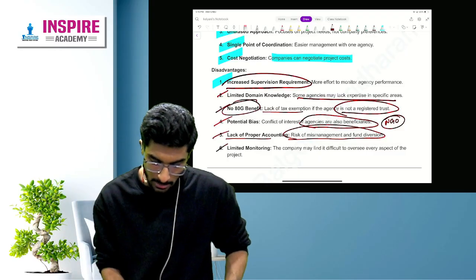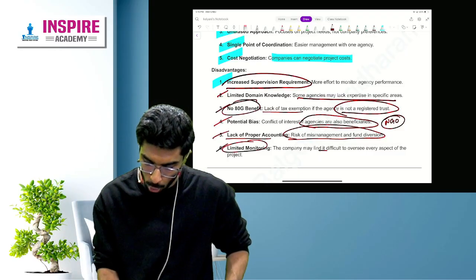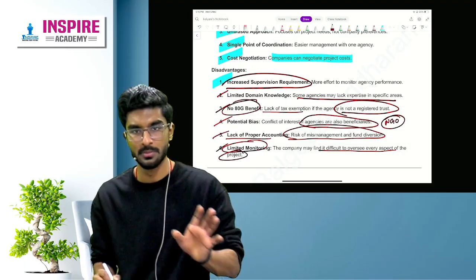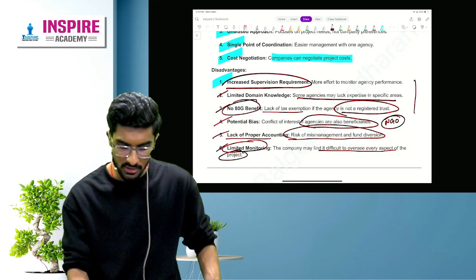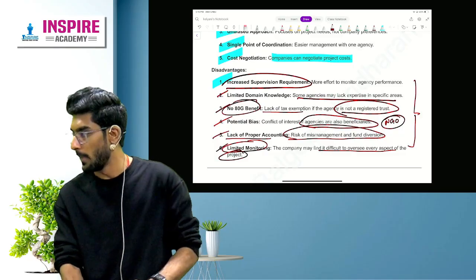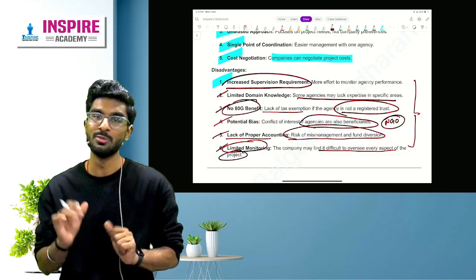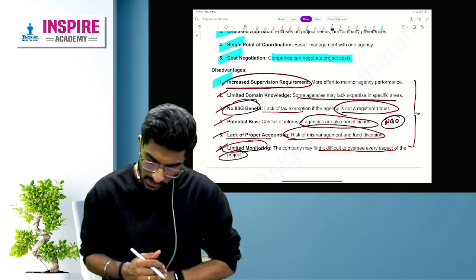And last is limited monitoring. The company may find it difficult to oversee every aspect of the project. Okay, people, I can totally understand that some disadvantages you do not agree with, but in our model it is given, so we have to learn it. Cool people? Chalo.